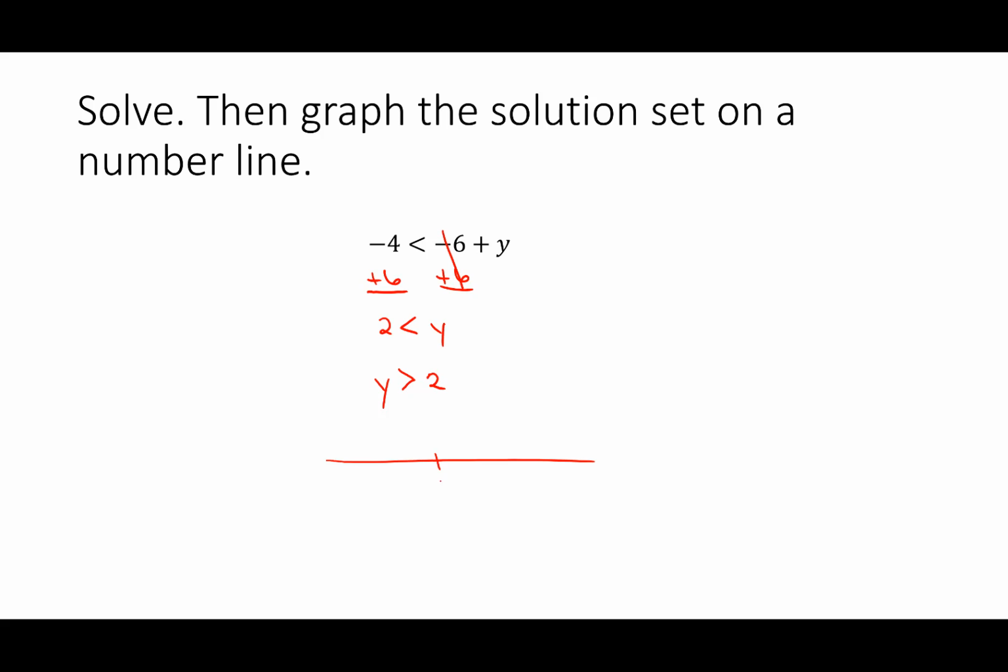Now I'm going to graph this on my number line. It's an open circle. And we shade everything greater than 2. So y is greater than 2. A lot of students will see it written like this with a variable on the right, and they'll shade pointing the arrow the wrong way, and that's a common mistake students make.